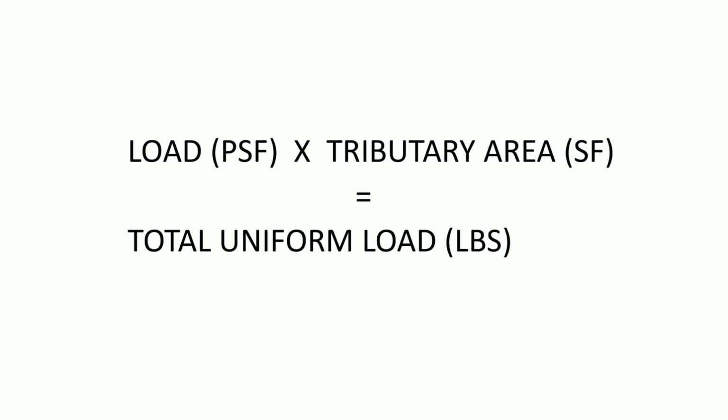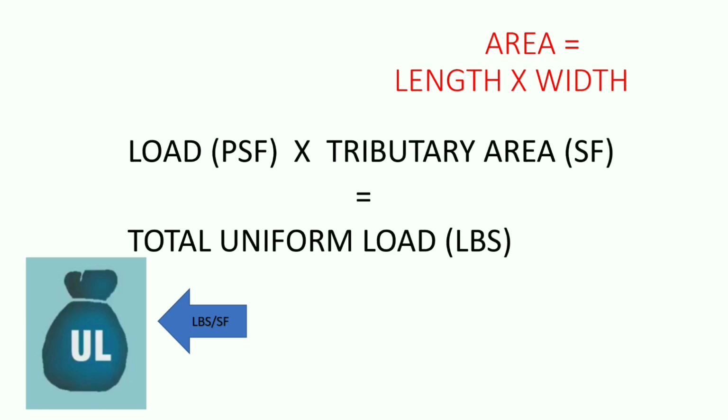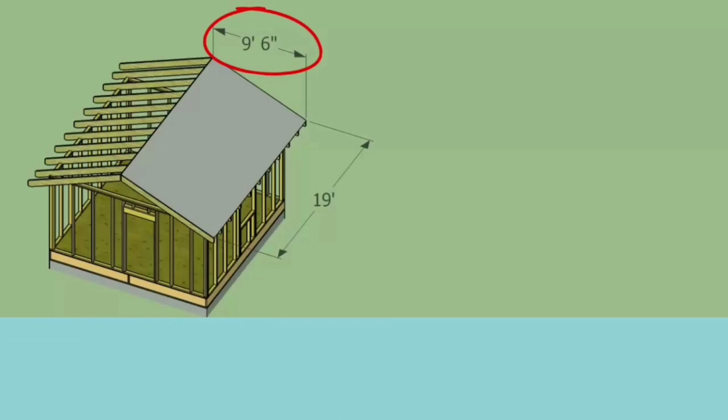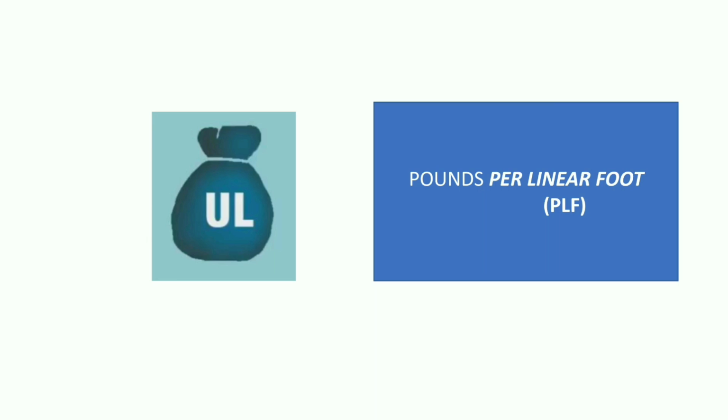The equation we use to calculate total loads for horizontal surfaces like roofs and floors is the uniform load in pounds per square foot times the tributary area in square feet, which equals total uniform load in pounds. For the area, we need both the width and the length.